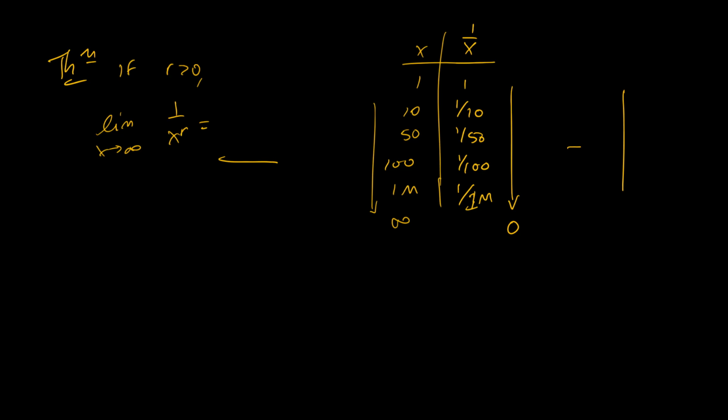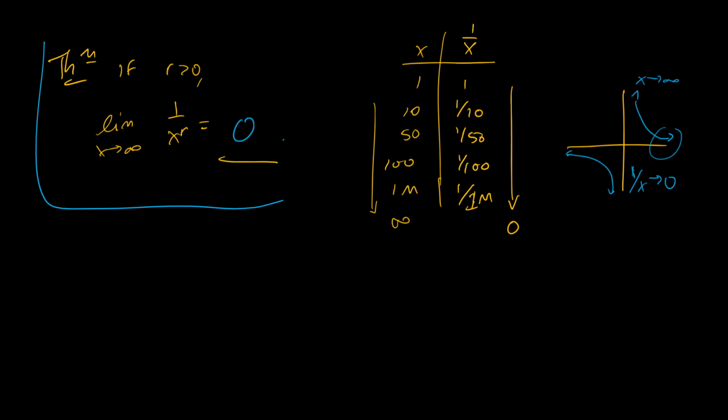We can make sense of this with some geometry. If I graph 1 over x, I get this type of shape. And so as I'm going to infinity here, what's going on? I'm trending towards 0. So the answer to this theorem, the limit as x approaches infinity of 1 over x to the r, as long as r is positive, is 0. And that is a very, very important statement. It's something we need to keep in mind. And that's going to be the tool we use to evaluate limits at infinity.